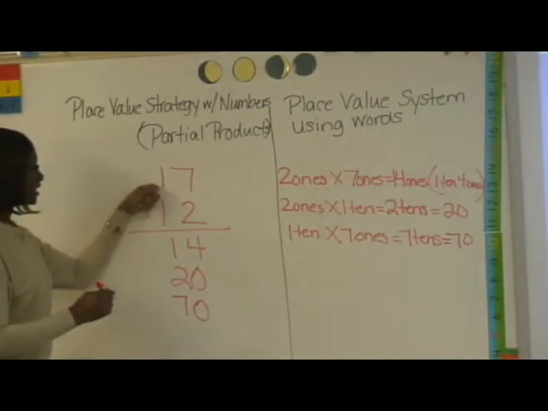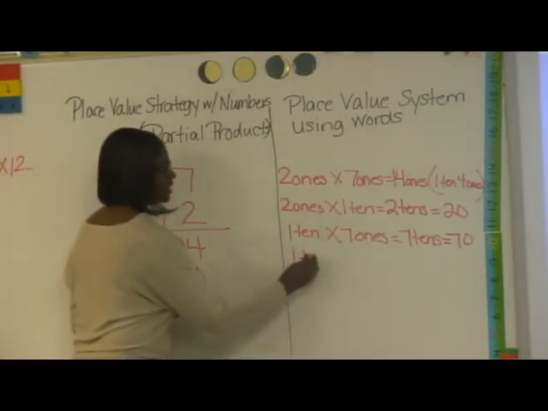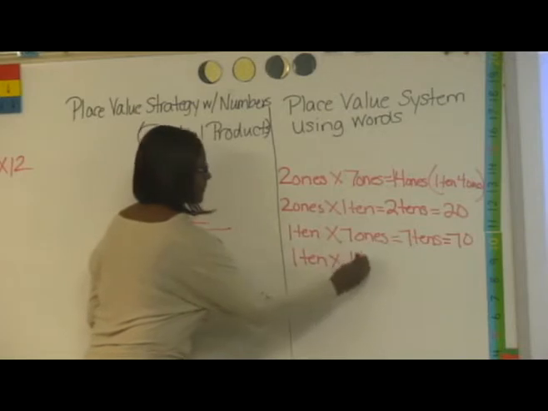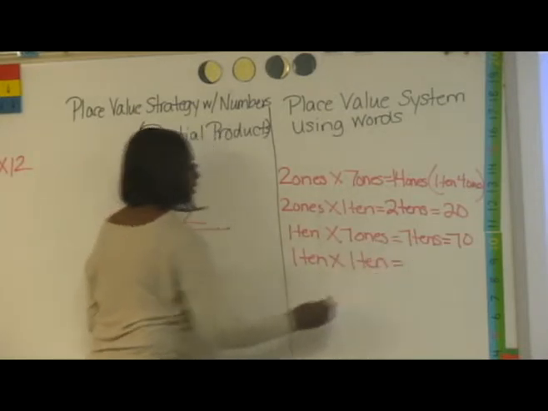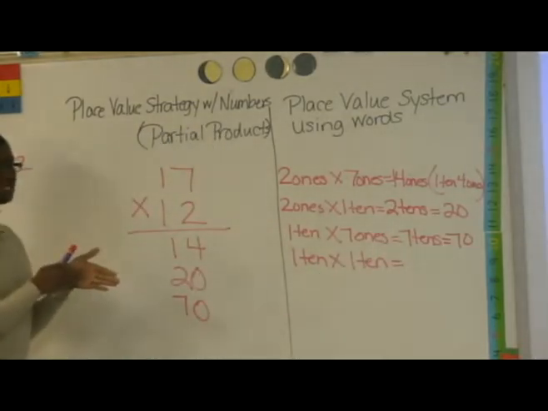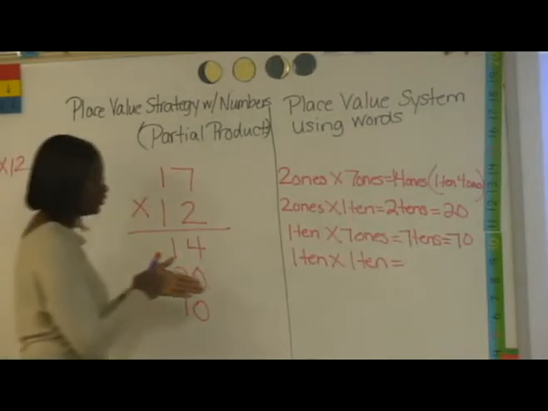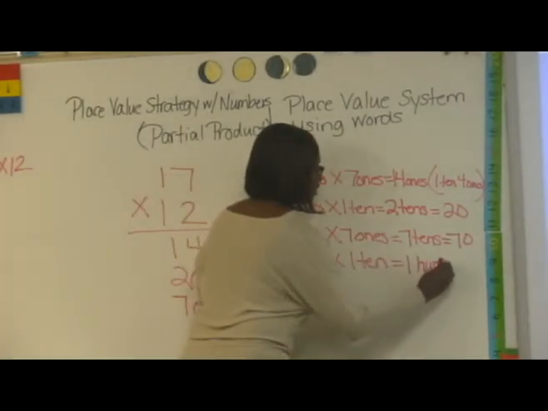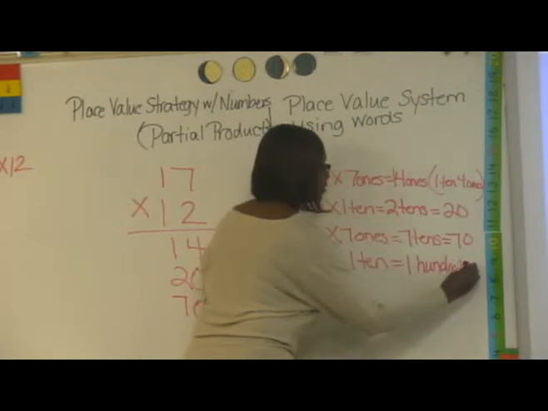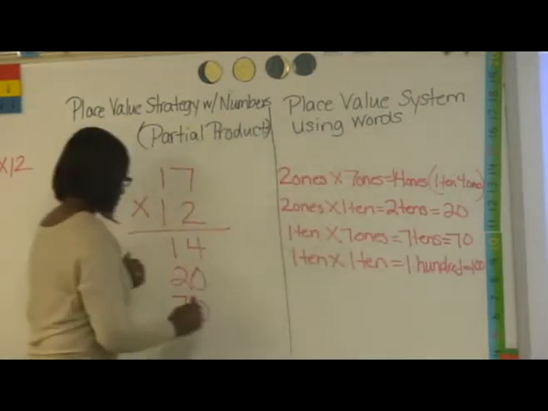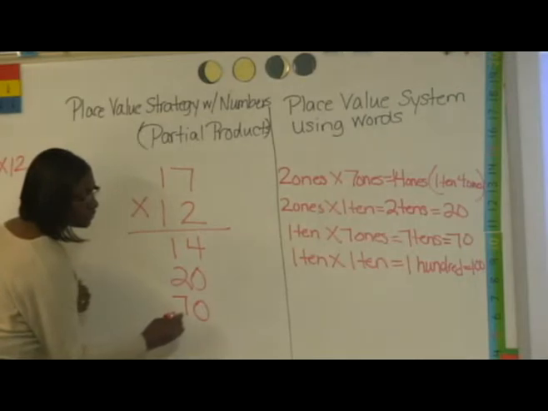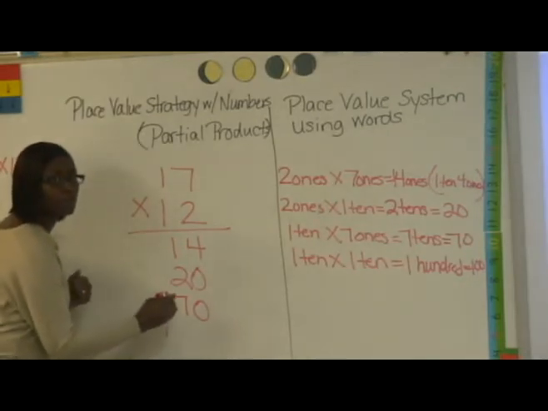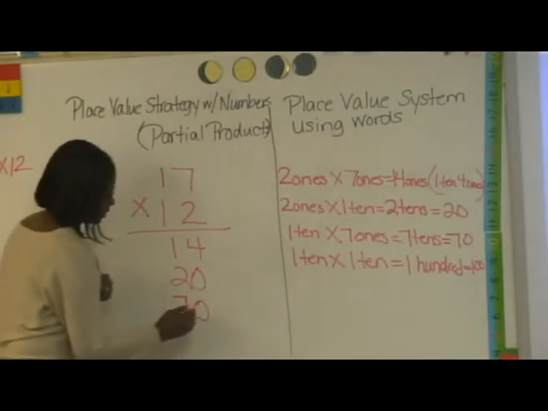Then you have 10 times 10. 10 times 10 is going to give you 100, or 10 tens, 100 ones.